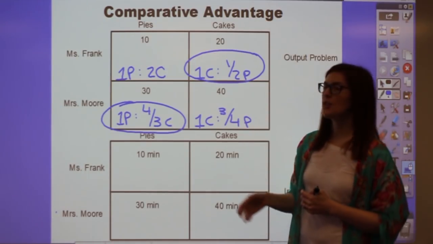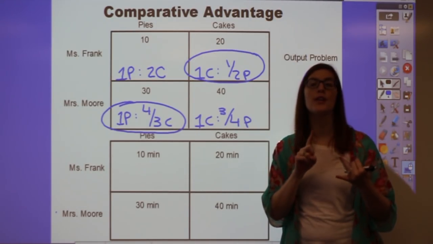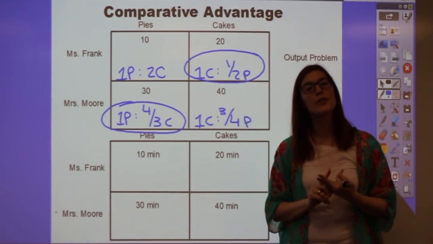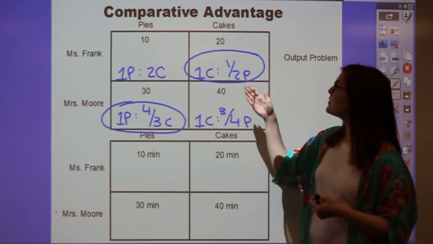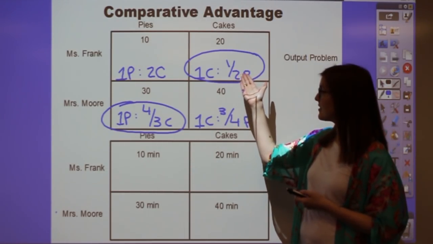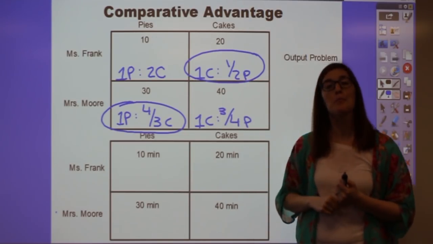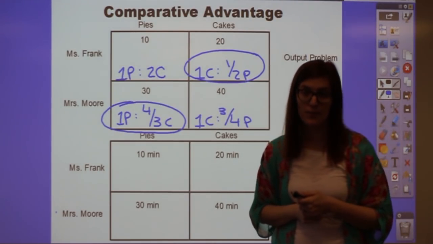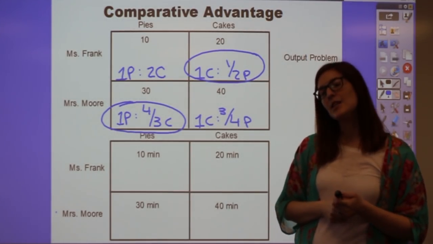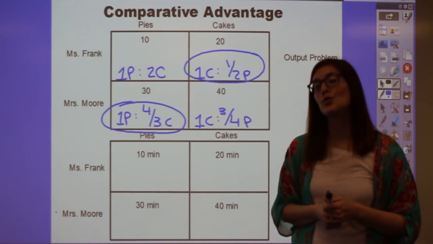So that is how we determine who should specialize and who should export a good, and also who should import a good. So for example, I will specialize and export cakes, and I will import pies, the thing I do not have the comparative advantage of. The last thing we need to do with this is terms of trade.